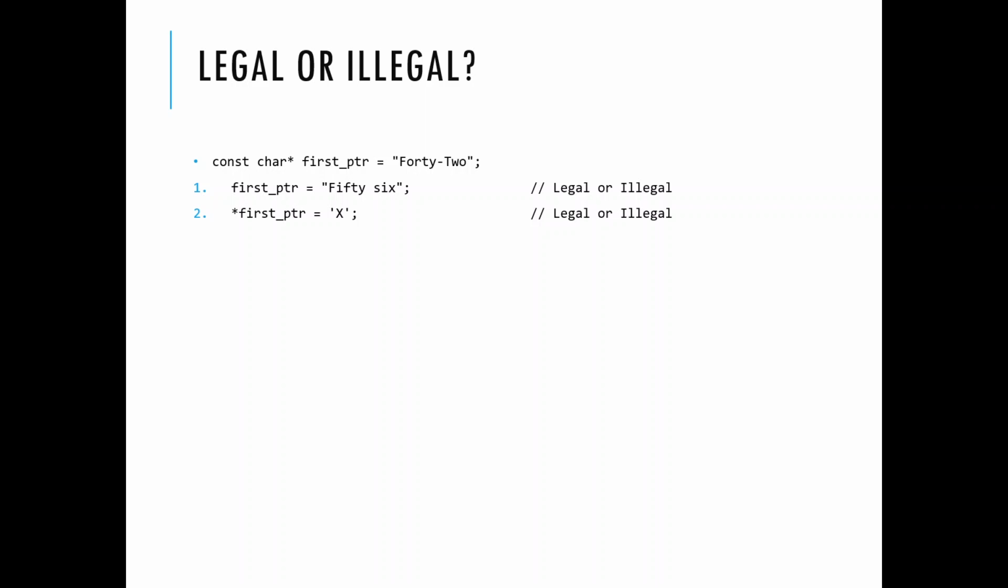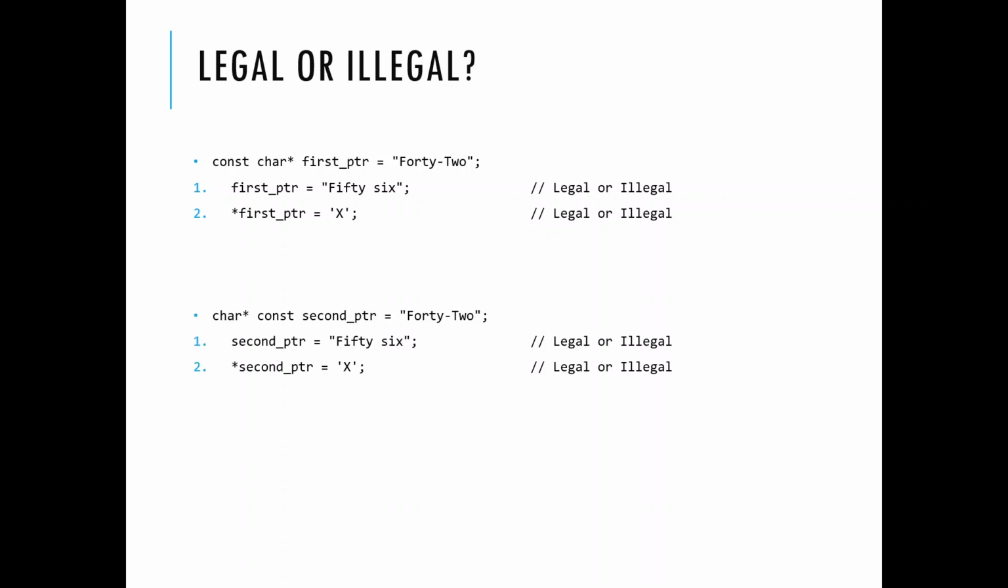So I have a constant character pointer, first pointer, pointing to the string 42. Is it legal or illegal to change first pointer to 56? And can I change the value to X? So that's the first step. And after that, if I have a character pointer to a constant, second pointer, which is 42, can I point it to 56? And can I change the value in the second pointer to X? That's the question. They're slightly different. The constant's here, the constant is here.